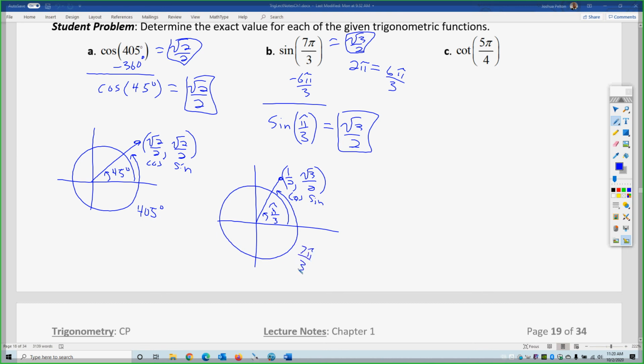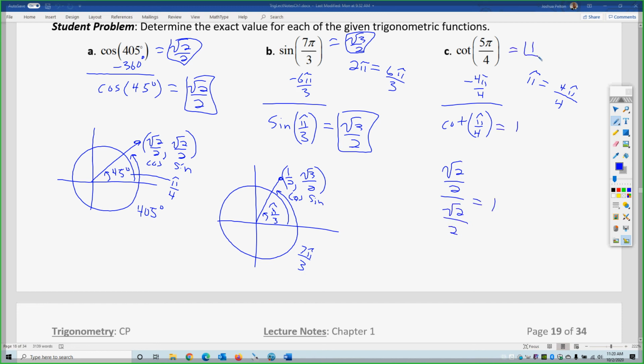Okay, last one, cotangent. I should have thrown a negative in here, but I guess I didn't. So I need to subtract out iterations or periods of pi, which in this case, if it's in terms of fourths, is 4/4. So if I subtract 4/4, the cotangent is pi over 4. We already did pi over 4 over here. That's 45 degrees, isn't it? 45 degrees is pi over 4. So if I do cosine over sine, I get 1, which means this is also 1. Okay, that is the end of part 2.